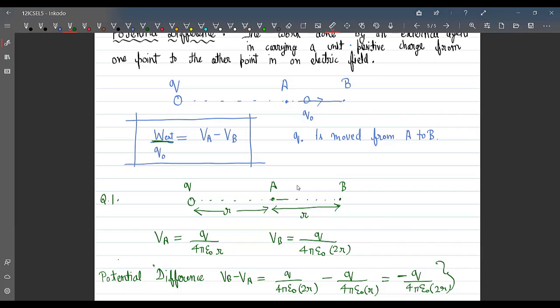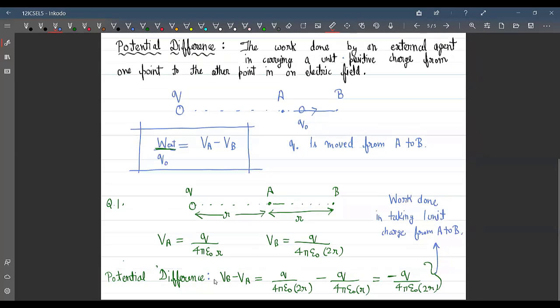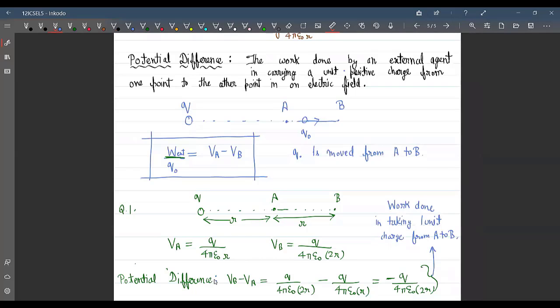So this is equal to the work done in taking 1 unit charge from A to B. To calculate the potential difference, we can just use the formula for point charges. And suppose it is asked what is the work done in taking 1 unit of charge from A to B. That will be simply VB minus VA. That is the definition of potential difference. It comes from electric potential, so if you subtract potential between 2 points, that is the potential difference.